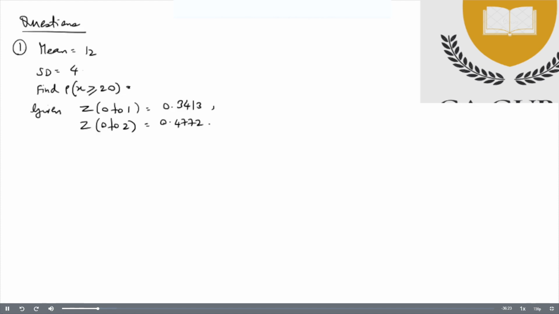So first we will write down the formula for Z. This is an area based question, so we will write the formula for Z, which we know very well. It is x minus mu by standard deviation. The second thing is to calculate the Z value.